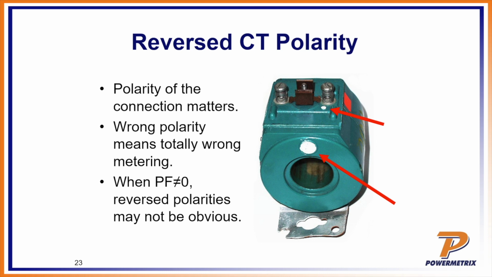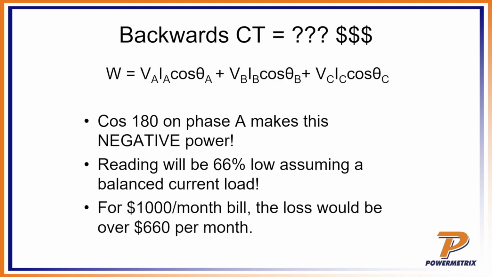Now keep in mind that even though it's backwards or it's wrong, the lights are still on the other side of the meter. Everything is working normally on the other side. So when the power factor is not equal to 0, reverse polarities may not be so obvious. So what does that cost us? Well, remember that my watts are equal to my voltage times my current times my cosine theta. Okay? So the theta is my angle between my voltage and my current. So cosine of 180 on phase A makes negative power.